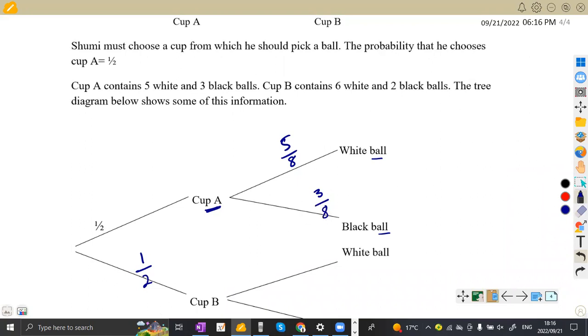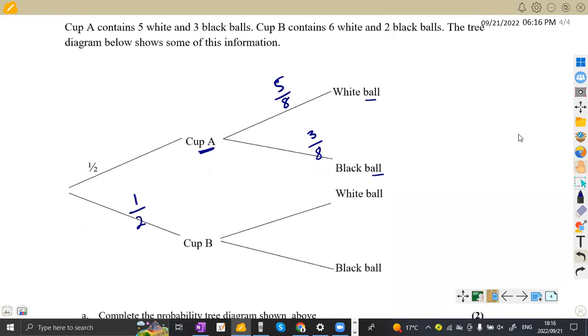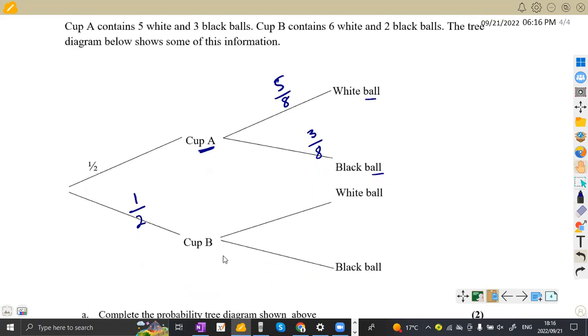Then we do the same thing for cup B. In this cup B, how many do we have? How many are white? They are given 6 are white and 2 are black. So it's going to be 6 out of how many? 8. Guys, in cup B there is nothing that is going to be affected by cup A.